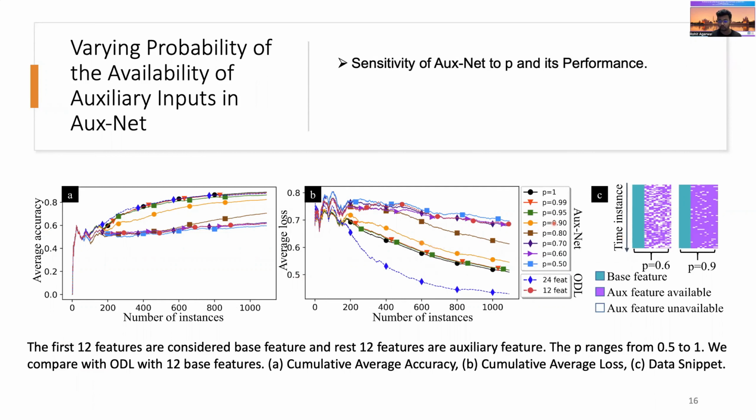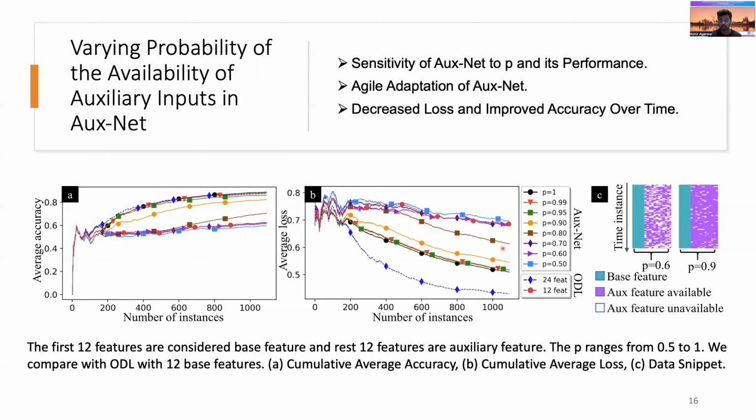As the value of P increases, the performance increases since the amount of data increases. We see agile adaptation of Aux-Net in the sense that, say when P equals 0.8, 20% of the time auxiliary features are not available, still the loss goes down. The loss decreases and the accuracy improves over time, and as compared with ODL with 12 features, the loss is less in almost all the situations.